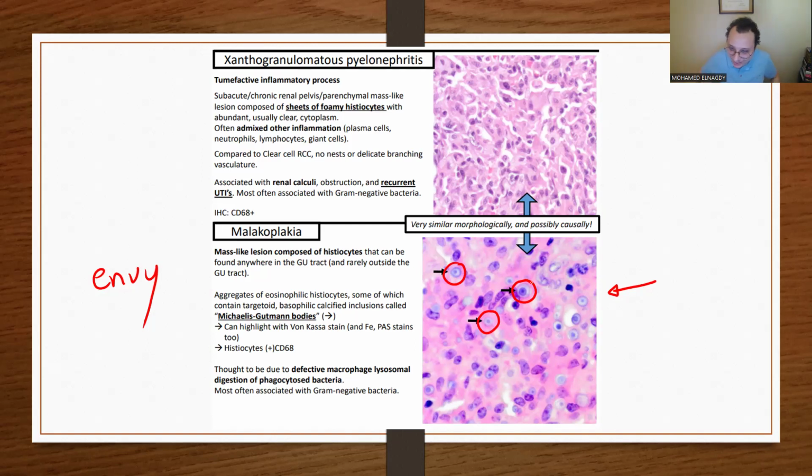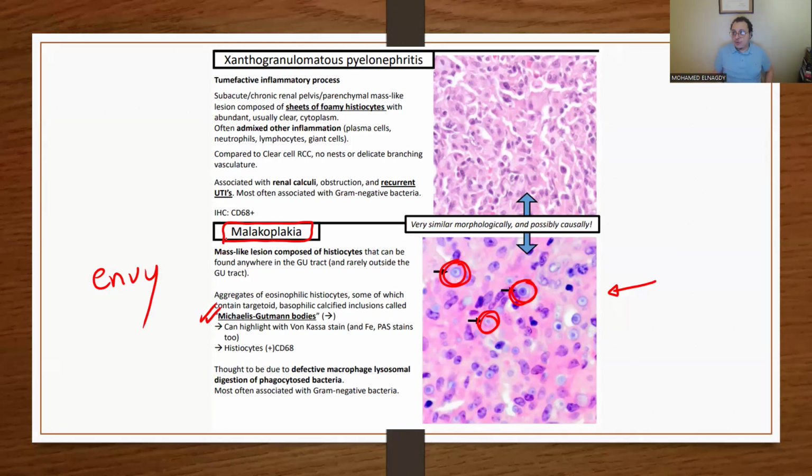So that's what I always say. The blue eye, the blue eye-like cells. This is actually called Michaelis-Gutmann bodies. These are called Michaelis-Gutmann bodies. You can highlight these bodies with special stains, like von Kossa stain, iron stain, PAS stain too. All of these highlight the Michaelis-Gutmann bodies. What is this? This is what we call malakoplakia.